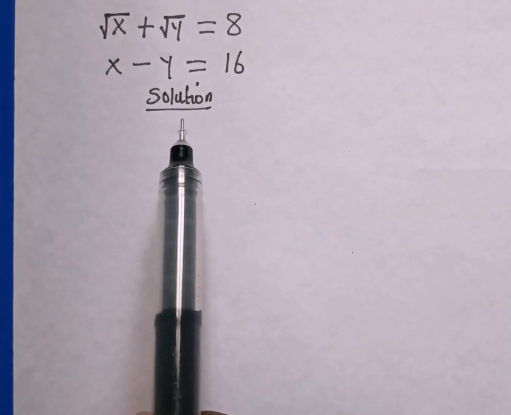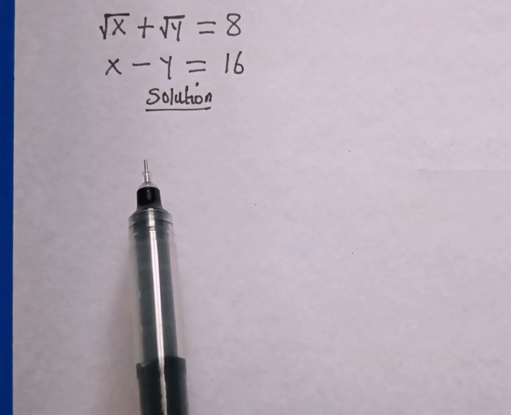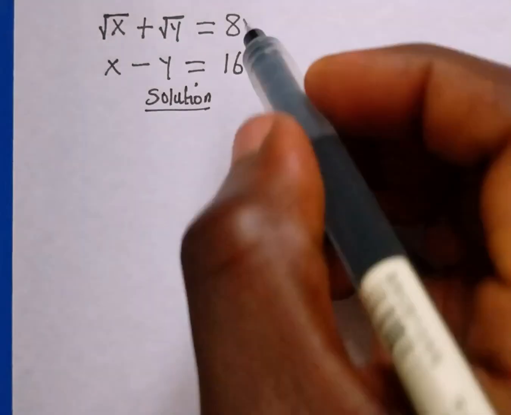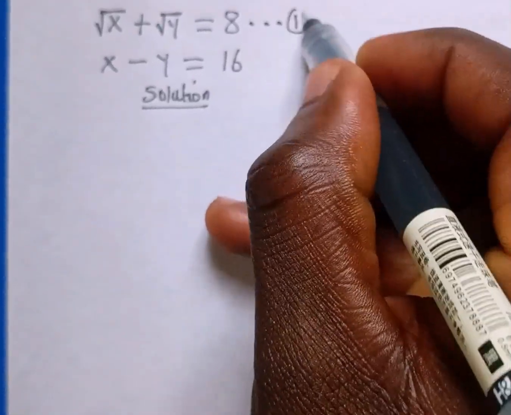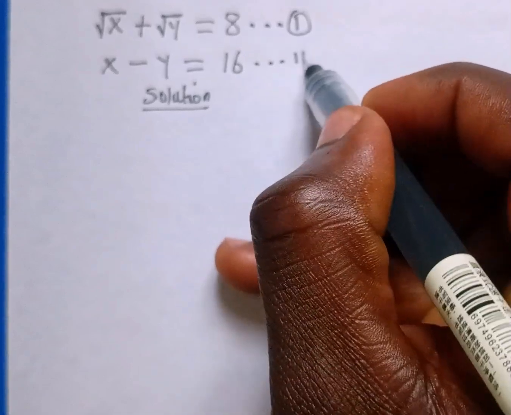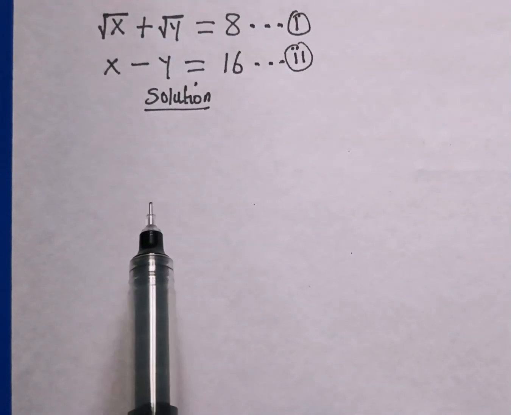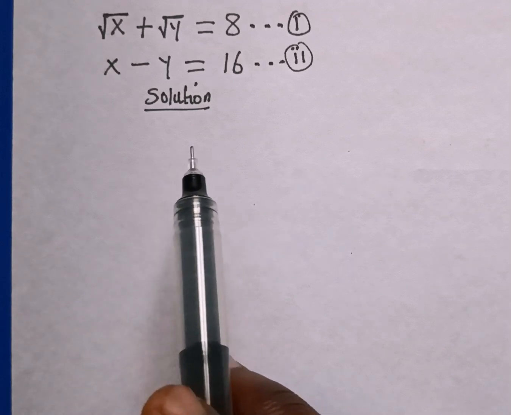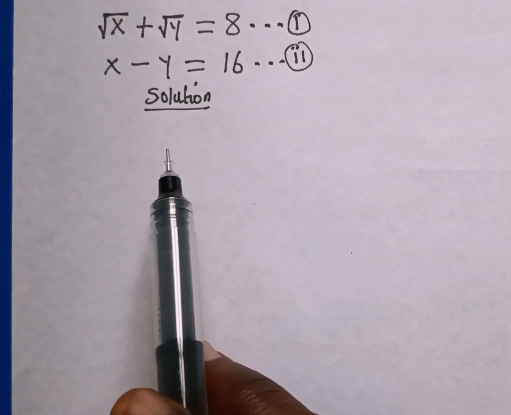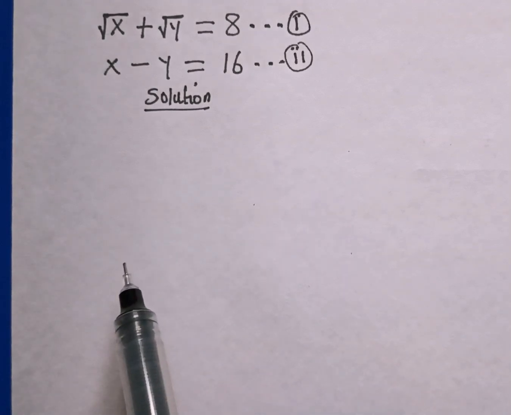To solve for the value of x and y simultaneously, the first thing we need to do is to name the equations. So we're going to name the first equation as equation 1, then we name the second equation as equation 2. Next, we are going to make one of the variables the subject of the formula from either equation 1 or 2, then we substitute the value into the second equation.